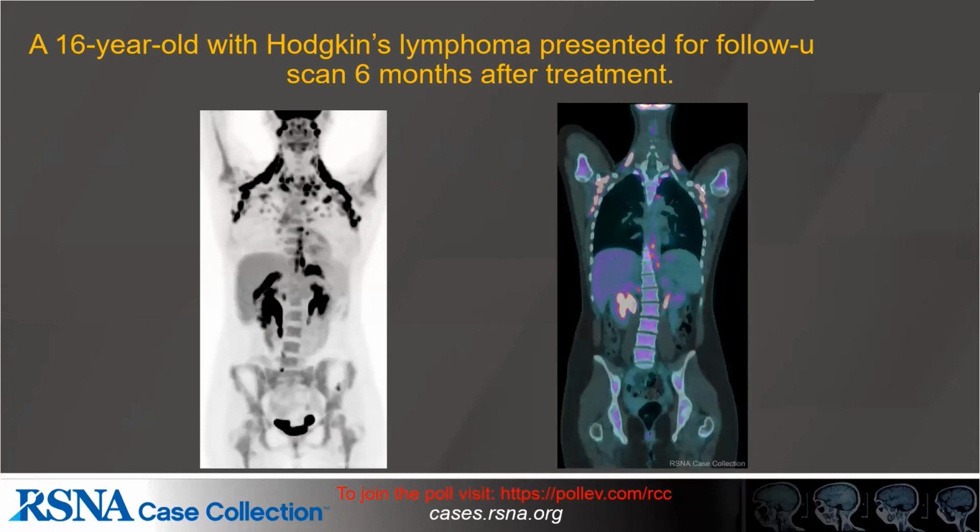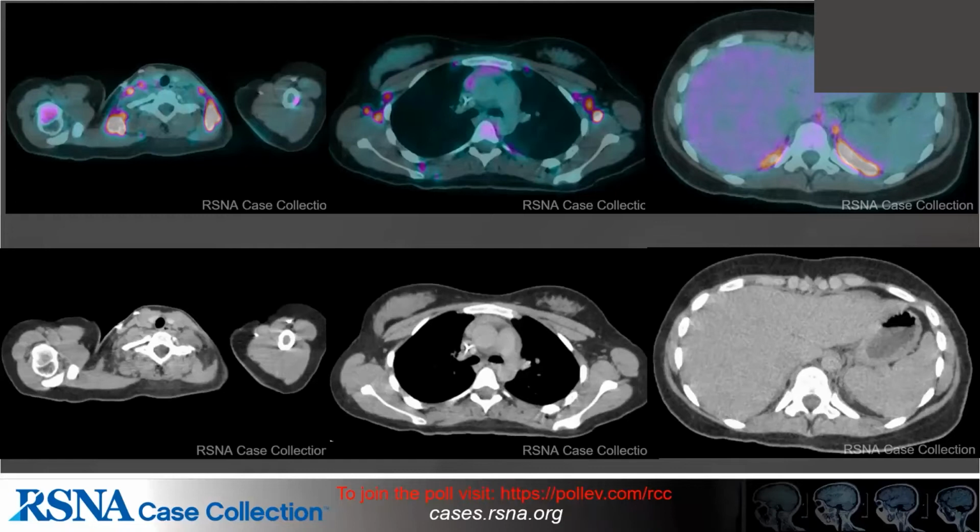So this is a 16-year-old with Hodgkin lymphoma who presented for follow-up PET CT scan 6 months after treatment. On the left, we have a coronal body maximum intensity projection FDG PET CT image. And on the right, we have a coronal fused PET CT image of the body. These are additional axial fused images which are shown on top, with corresponding non-contrast CT images on the bottom, obtained at the level of the shoulders, chest, and upper abdomen.